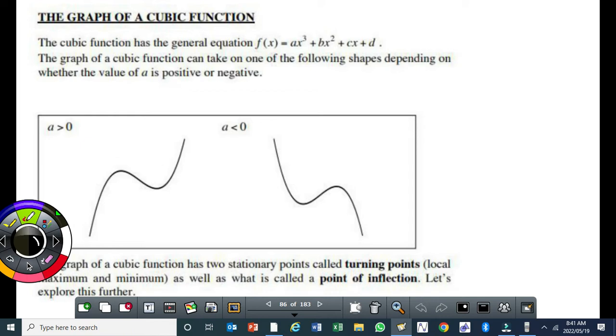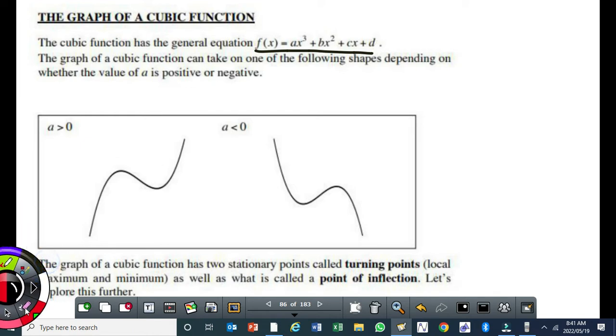All right. Okay. Let's get on here. Now, the cubic function has the general form ax cubed plus bx squared plus cx plus d. That's the cubic function. Now, this function can be drawn as a graph. If you draw it, there are actually 2 main scenarios. The first scenario is when the value of a is positive.